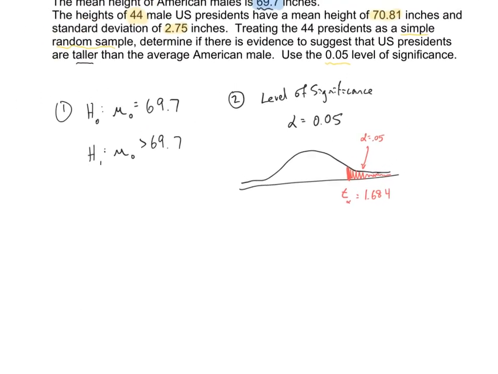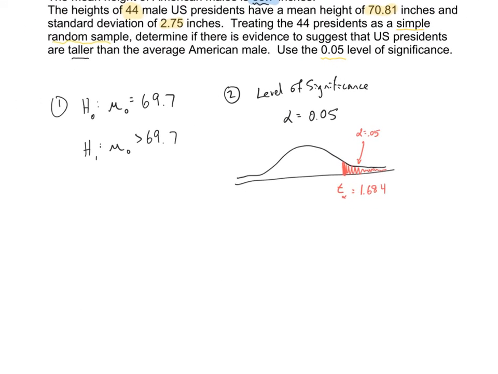Okay, that's step 2. Now step 3 is where we compute our test statistic. So 3, test statistic. Okay, formula is t sub 0, t naught, is equal to x bar minus mu over s over radical n. Now, where does all that come from? X bar, the sample mean, is 70.81. That's the mean of our 44 presidents.